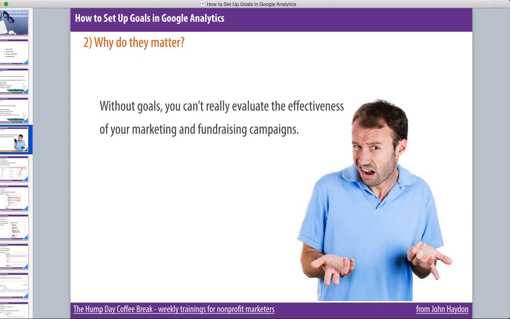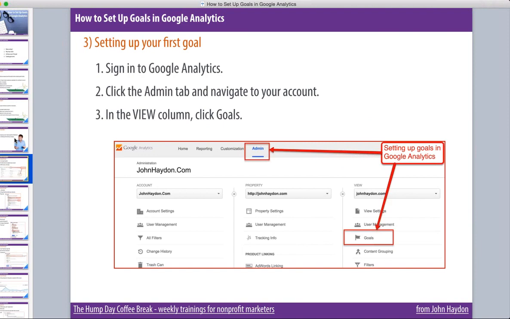So why do goals matter? Without a goal in Google Analytics, you really can't evaluate the effectiveness of anything you're doing. I hate to say this, it's pretty strict. You can judge that we're getting lots of traffic from Facebook, but really, what is the purpose of your website? Obviously, you want to convert people: subscribers, donors, volunteers, and so forth, and goals help you do that. So how do you set up goals? In these slides, I'm showing you step by step exactly how to set up goals, and I'll walk you through this, and then I'll do a live demo.